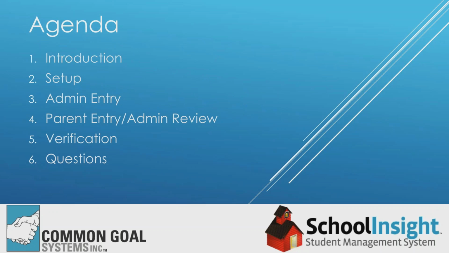Start with a brief agenda. We'll have an introduction. Then we'll talk a little bit about setting up free and reduced lunch applications. Talk about how to enter free reduced lunch applications on the admin side. Then transition to the parent entry where the admins have to review. We'll talk about verifications, and then we'll have some time at the end for questions.